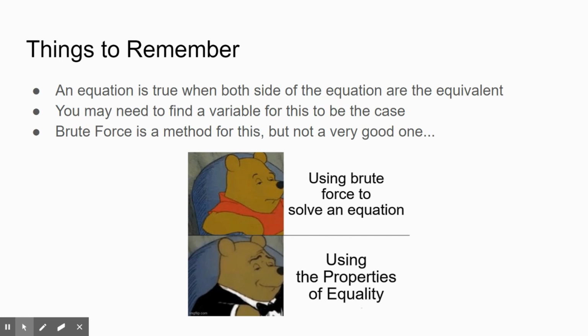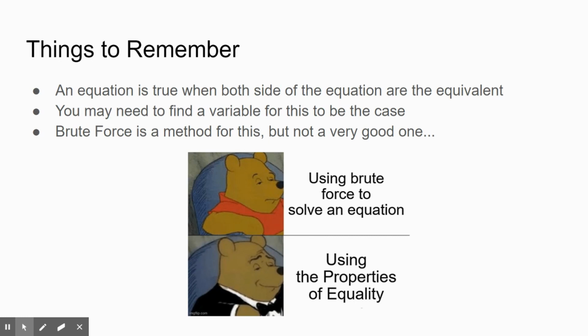An equation is true when both sides of your equation are equivalent. That means not necessarily that they're both the same number, but that whatever you do after you substitute will give you the same value. They might not look exactly the same to begin with, but after you plug something in, then you're good to go. That's kind of that second point. You need to find a variable for this to be the case in most situations. You might have a numerical equation, but with what we're doing, there's going to be a variable in there at some point. Finally, you can use brute force as a method, but it's not a very good one.